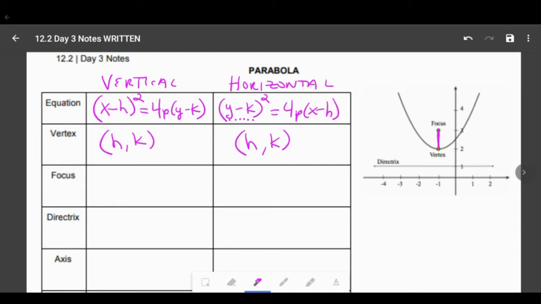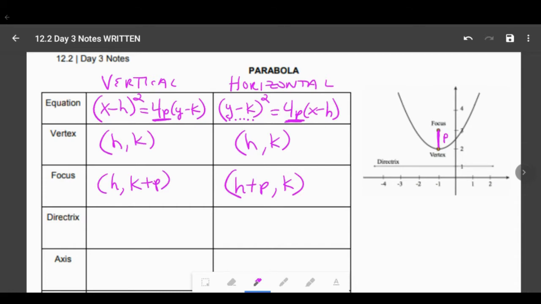Okay. But this focus that we need to look at is actually p units away from the vertex. That's where that p comes in, as you see in the equations at the top there. So that's going to be p units away from the vertex. And so what we can say is if you have a vertical parabola, it'll be h, and then you'll take whatever the k value is and add to whatever p is. Okay, so there's where the focus is.